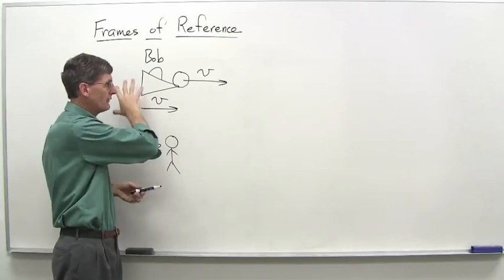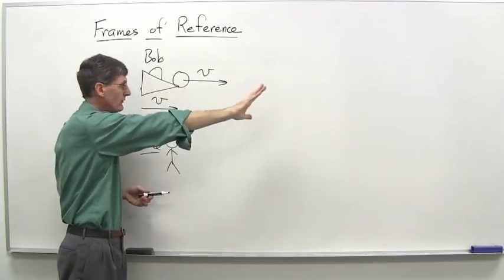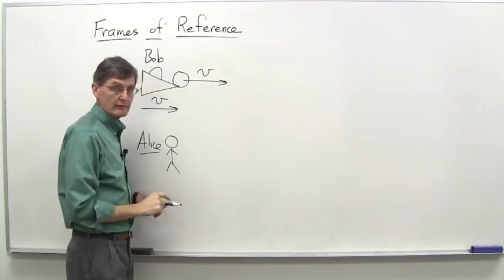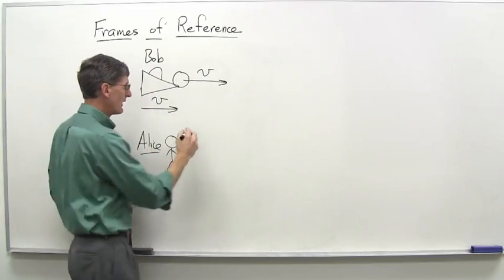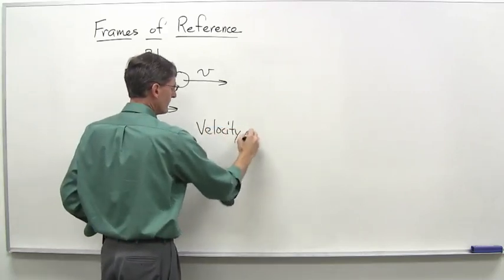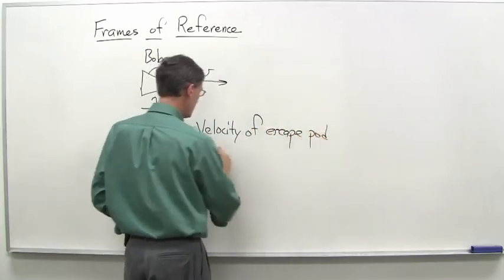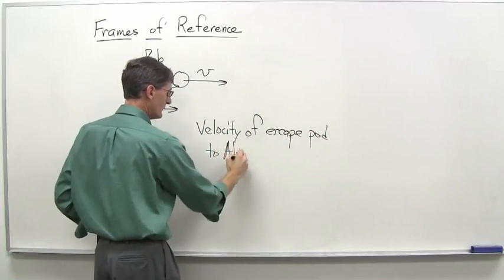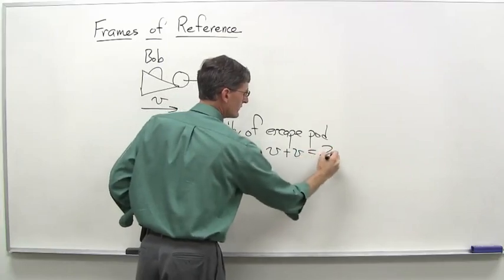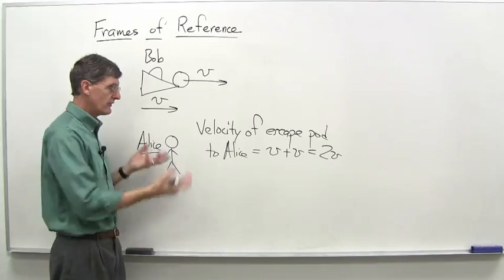And so if the escape pod is receding from Bob's ship at velocity v, going away at velocity v, and then from Alice's perspective, Bob's ship is actually going at velocity v, then the velocity of the escape pod to Alice equals v plus v, which of course is 2v. And we've chosen the same velocities in this case, but it works for any velocities.